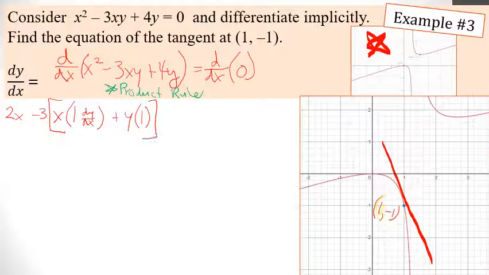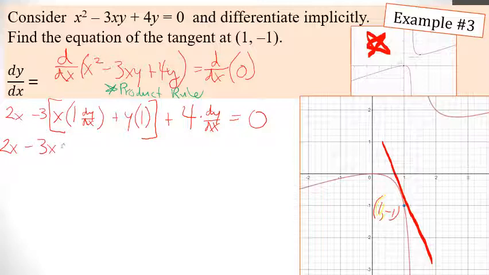1. Plus, now we have to find the derivative of 4y, and this is the chain rule. We first take the derivative with respect to y, so the derivative of 4y is 4, and then we multiply by dy/dx. And that equals the derivative of 0, which is 0. Okay, so I'm going to multiply through: 2x minus 3x dy/dx minus 3y plus 4 dy/dx equals 0.